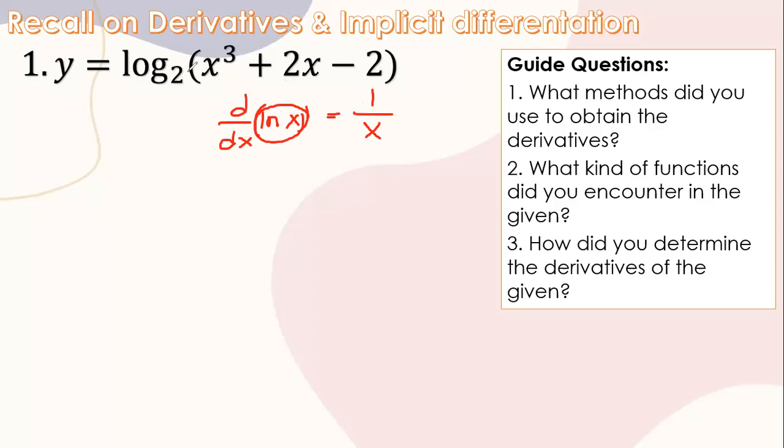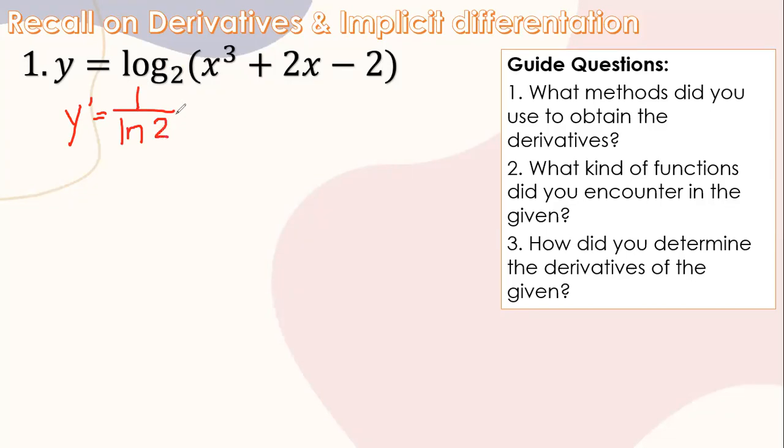Pero kapag iba yung base, we have the base 2 here. Okay? Madadagdagan lang yung ln x natin. Parang nagde-derive lang tayo ng ln x. So y prime, that is equal to 1 over the natural logarithm of our base, which is 2, multiply to, parang nagde-derive ng ln, 1 over x cubed plus 2x minus 2. Okay, multiply natin dun sa derivative ng nasa loob.